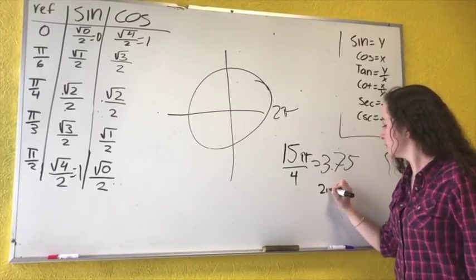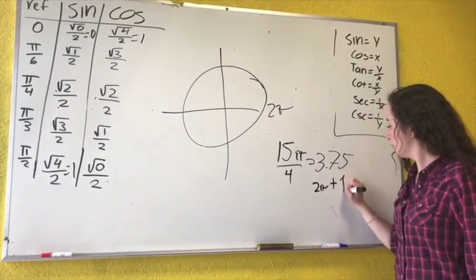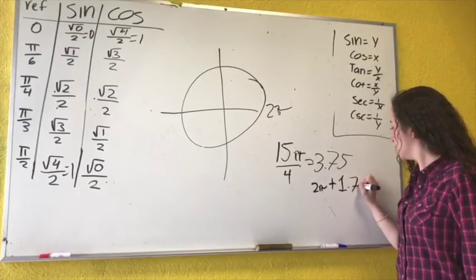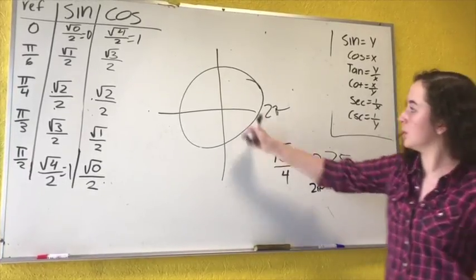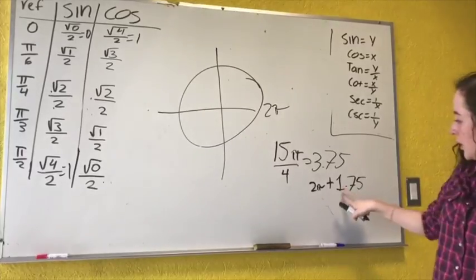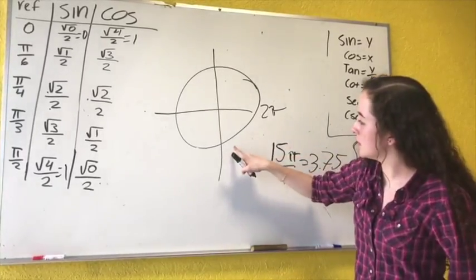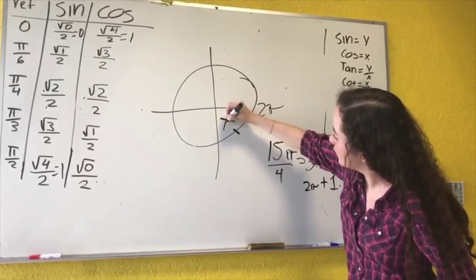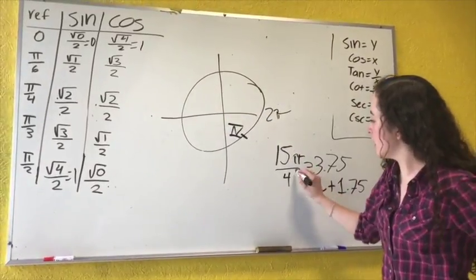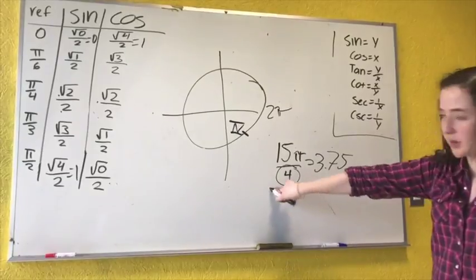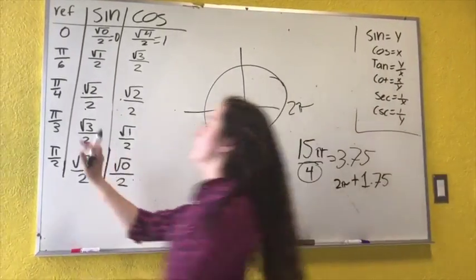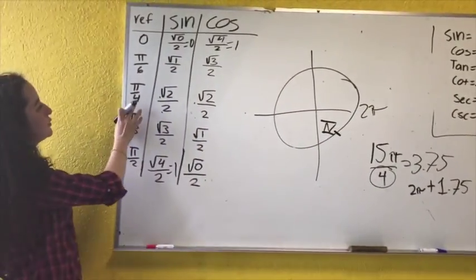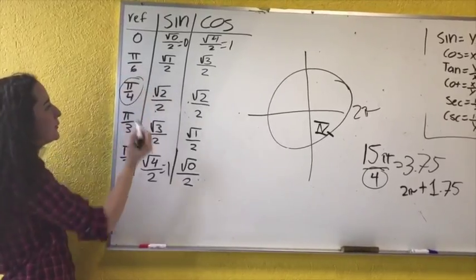So plus 1.75. So it's going to be 1 loop, and the 1.75, which is going to be here. So it's going to be in the 4th quadrant. So now we're going to take the denominator of our primary number, and we're going to take our reference value, which is going to be pi over 4.